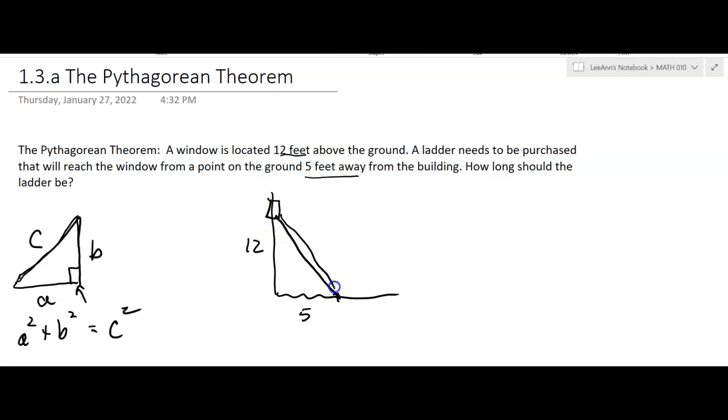So I'll try to draw a ladder. Well, anyway, it's a ladder. Okay, how long should the ladder be? So this would be like C. That long side, the one that's across from the right angle, that's called the hypotenuse. So C is the hypotenuse.